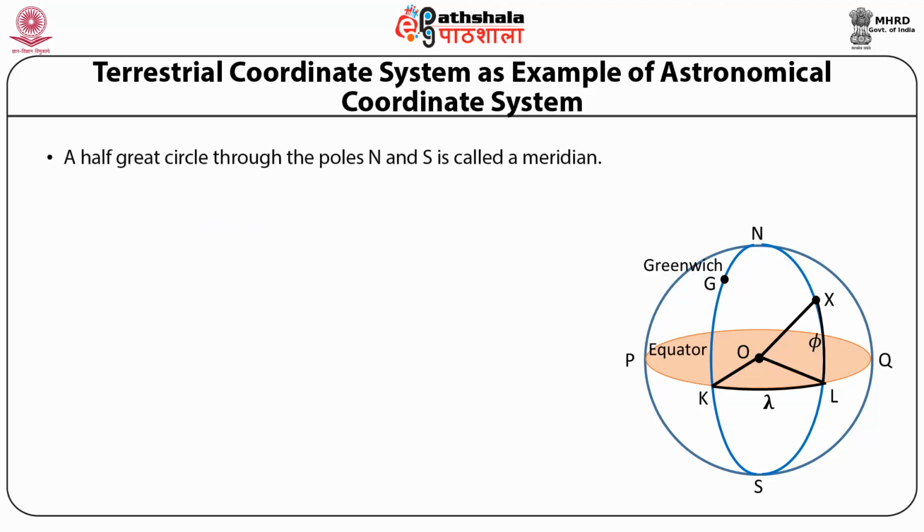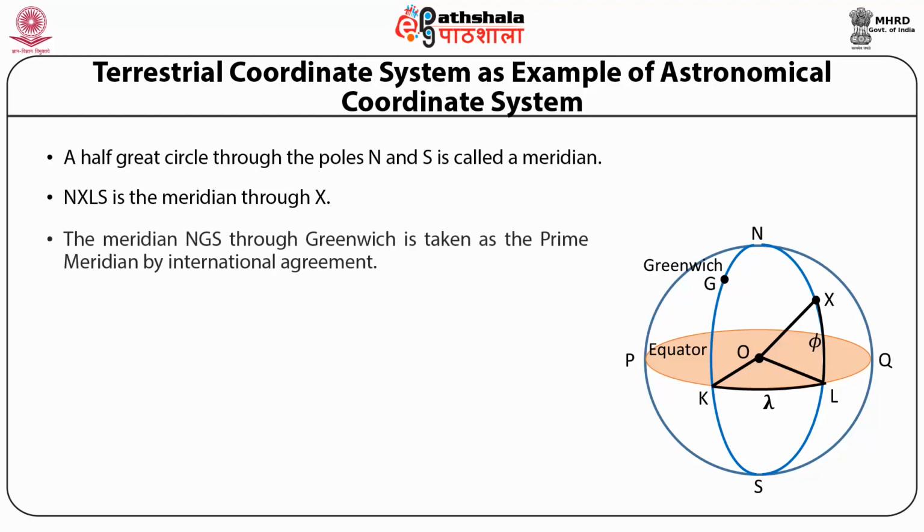A half great circle through the poles N and S is called a meridian. So NXLS is the meridian which is passing through the position X, whose coordinates we are interested in finding out. The meridian NGS has a special importance as it has been given the name of prime meridian by international agreement. This meridian passes through Greenwich in England. Now let us find out the coordinates of a place X on the surface of Earth, which is shown in this picture. Here the reference circle is the equator and the reference point is point K.